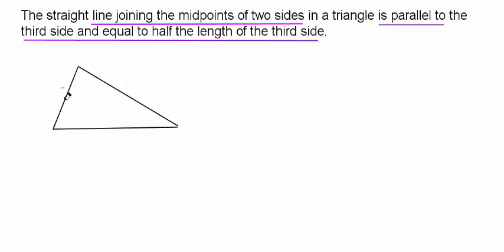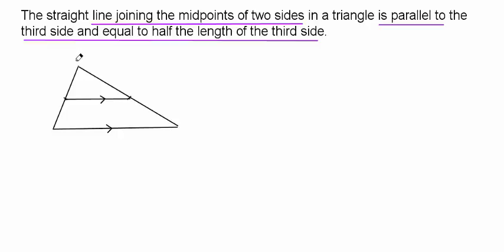And if you pick up the midpoints of any of the two sides, let's say this one and this one, and if you join these two midpoints with another straight line, this straight line is A, parallel to the third side of the triangle, and B, the length of this line is equal to half the length of this side in the triangle.